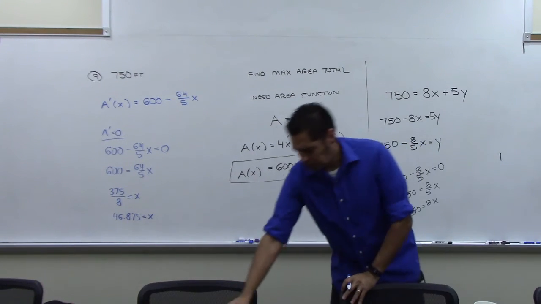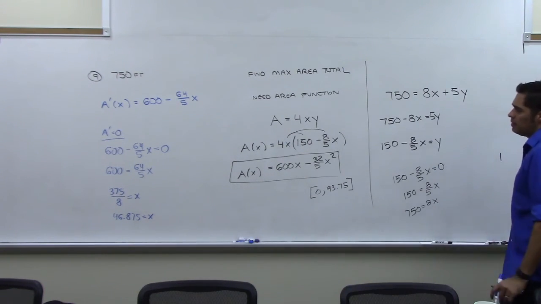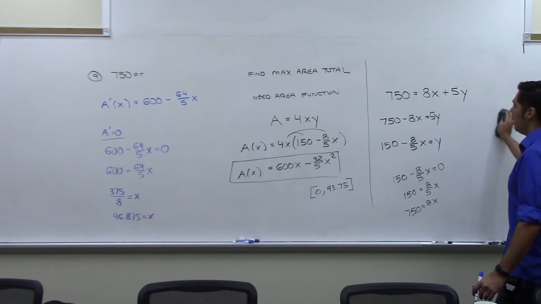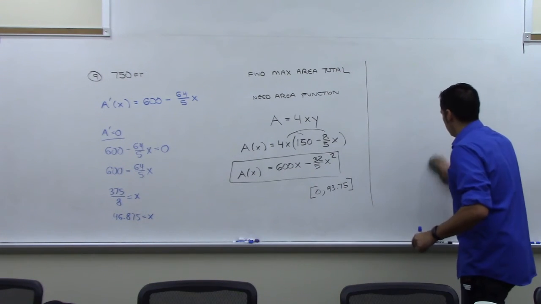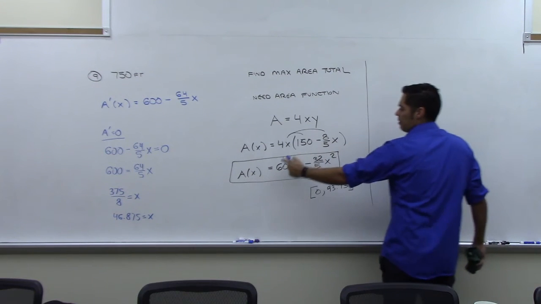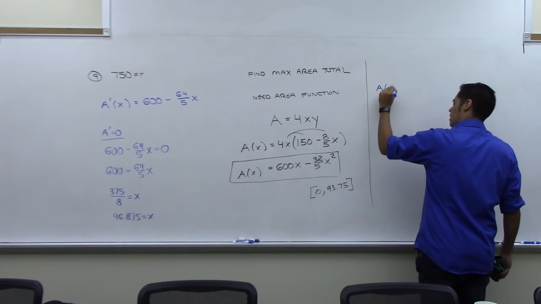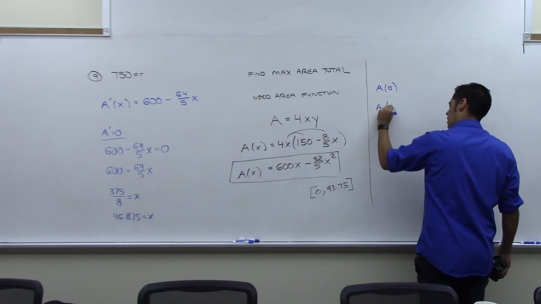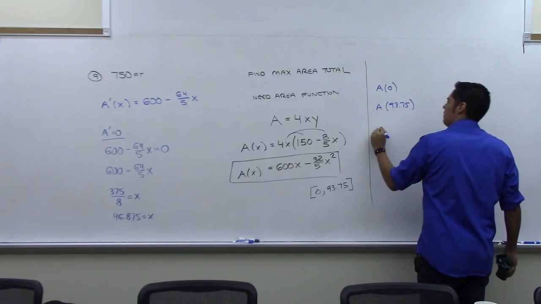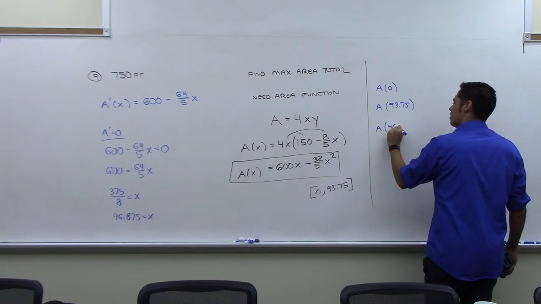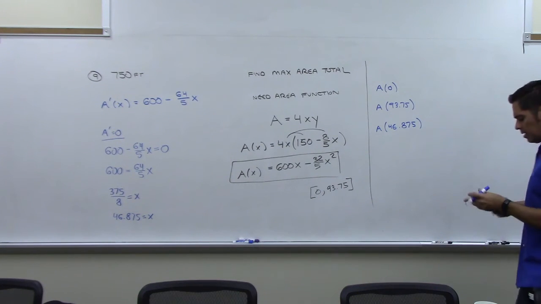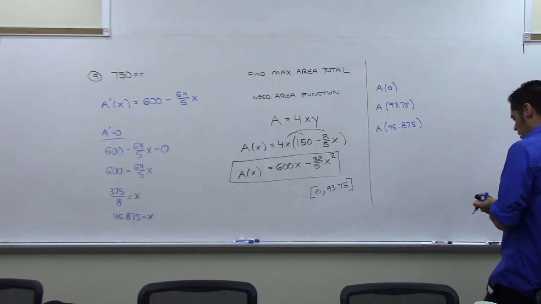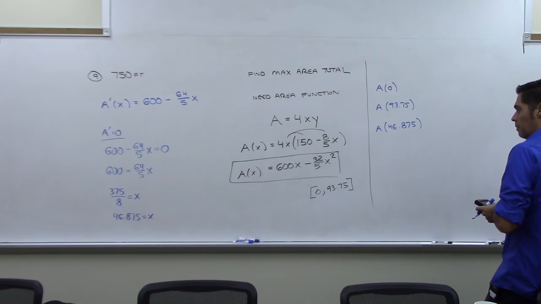All right, now let's go ahead and figure out what the maximum area will be by taking the critical number and taking the endpoints and plugging them into the original area function. So the original area function is right here. So I want A of 0. I want A of 93.75. And I want A of 46.875. So I'm going to trust that you could plug those in. I'm going to do that right now. I'm going into the original function because I'm using the closed interval method.